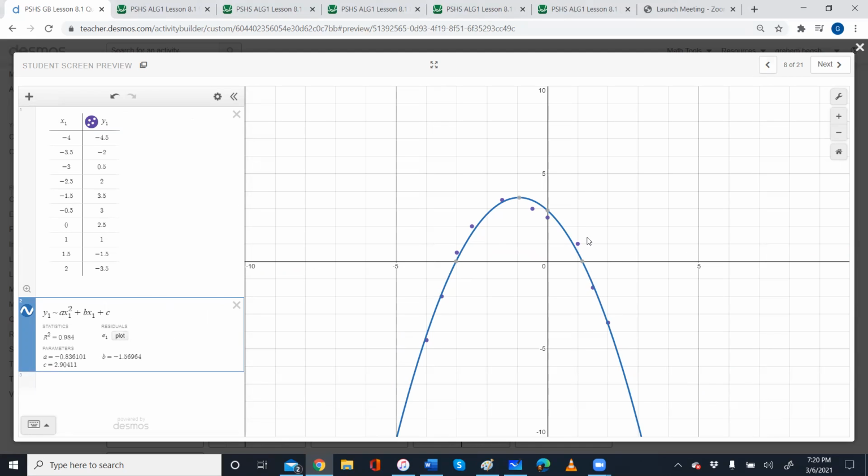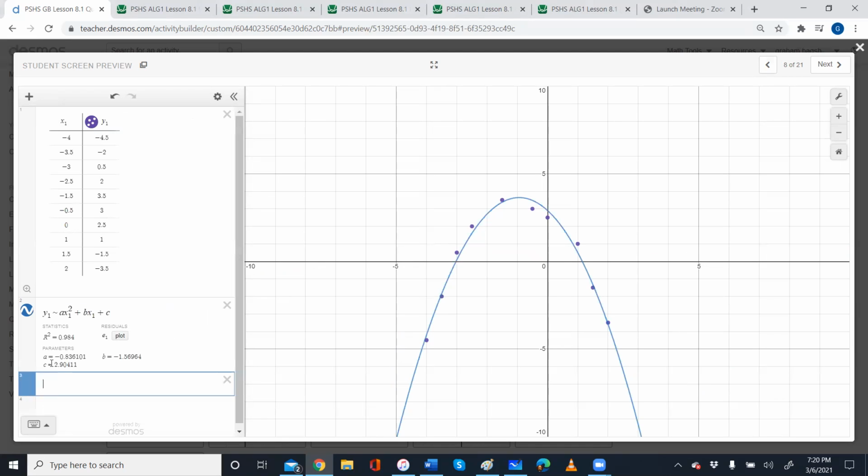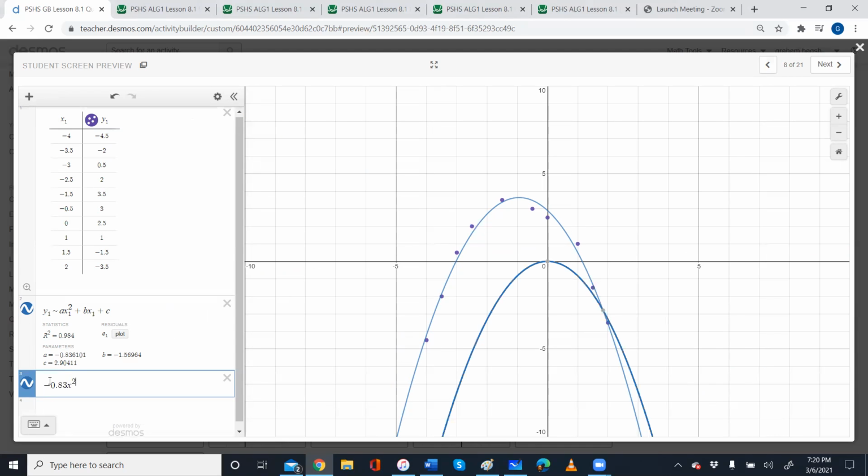And look at that. You can see that's pretty good. There's a lot of points that go through. A few of these are just a little bit away, but that's pretty good. So the equation for this: the a is the number of x squareds, so this is pretty close to negative 0.3 x squared. The b is negative 1.57 if we round, because the next number is over 5. And the c on the end is 2.9, so I'm going to put 2.9.